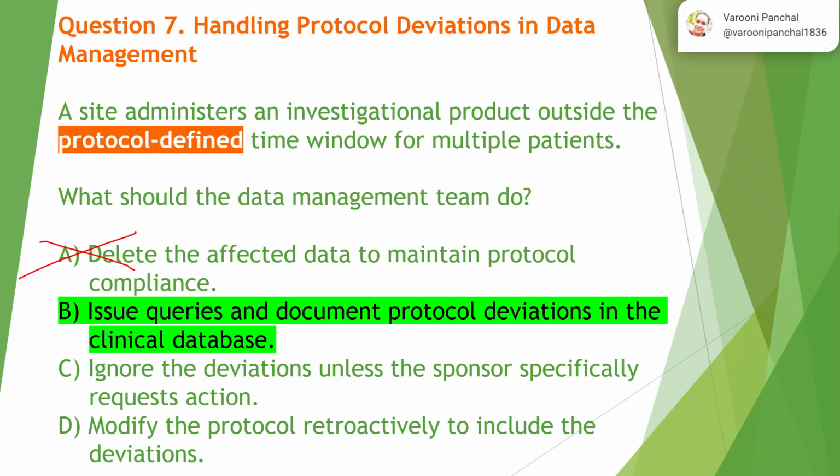Ignore the deviations unless the sponsor specifically requests actions. No, such kind of protocol deviations cannot be deleted, and cannot be ignored. Option D, modify the protocol to include the deviations. Now, you cannot modify the protocol reactively, just to include these deviations. So this is not at all possible.